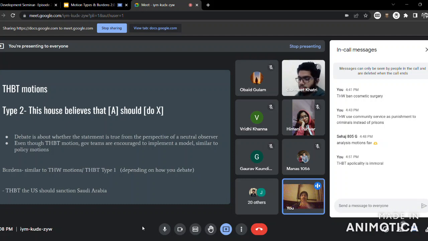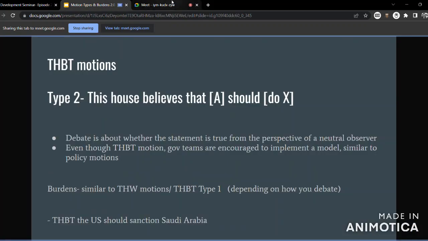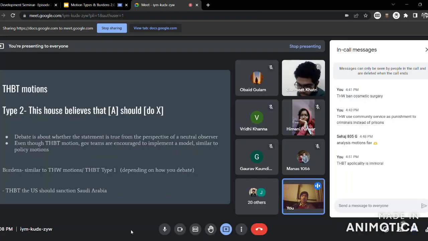You'll see that this is a different kind of motion from the first one, because in the first motion we are making a value judgment, or judging whether the statement is true or not. In the second type of this house believes that motion, this somewhat resembles a policy motion, in the sense that the wording is this house believes that, but you're still talking about some action being taken and whether that action should be taken or not, right? So this is more similar to a policy motion.